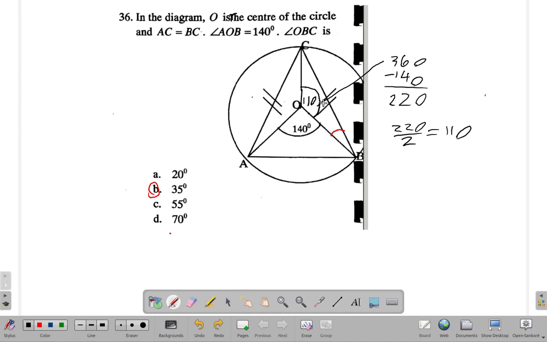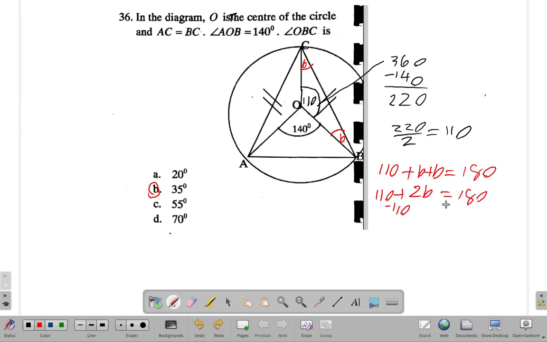Now, this 110 plus this angle here plus this angle here must be 180, because with triangle OCB, all internal angles add up to 180. So 110 plus, let's call this small b, and small b, those angles would be equal. Plus b must be equal to 180. b plus b is 2b. So 110 plus 2b is 180.